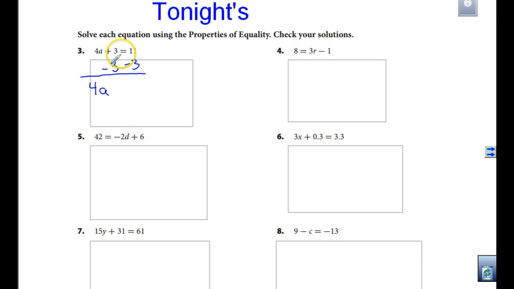Bring it straight down, line up the equal sign. 11 minus 3 is 8. Divide by 4. Divide by 4. There we go. And what else does it say? Are we done? No. Check your solution, like the guess and check.